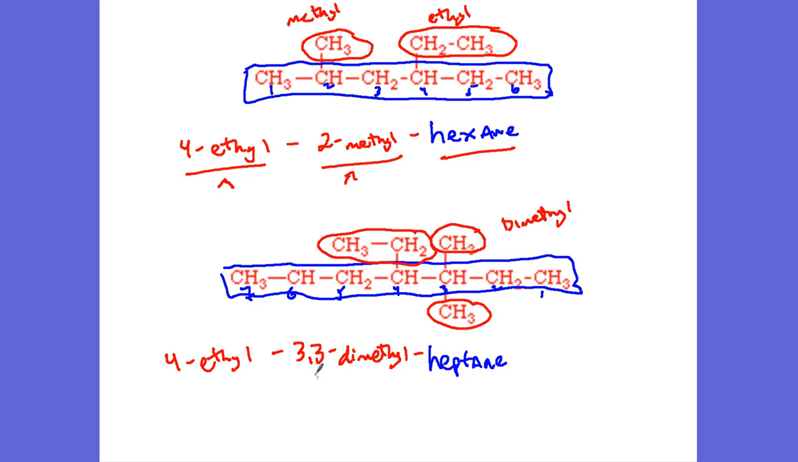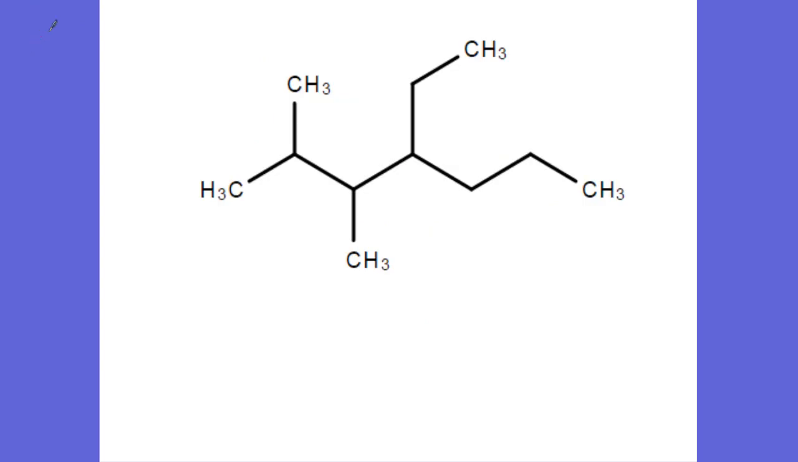Some of my students don't really like to put 3,3. They like to just put 3. You have to tell where both of these methyls are coming off. 3,3-dimethyl heptane. Let's see another example. Good. So here's another example.